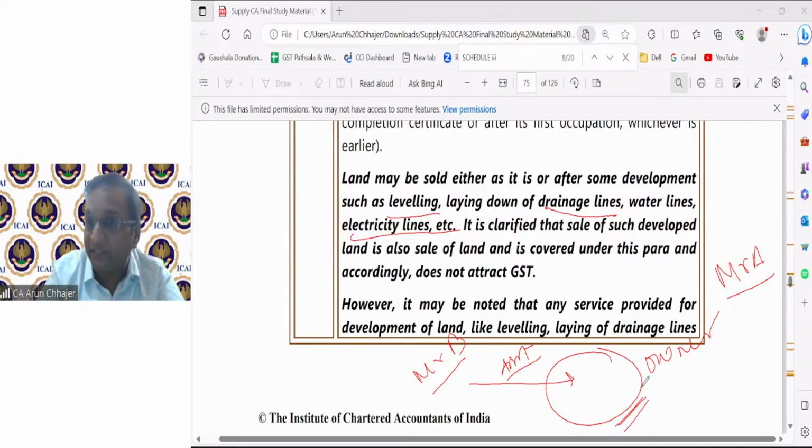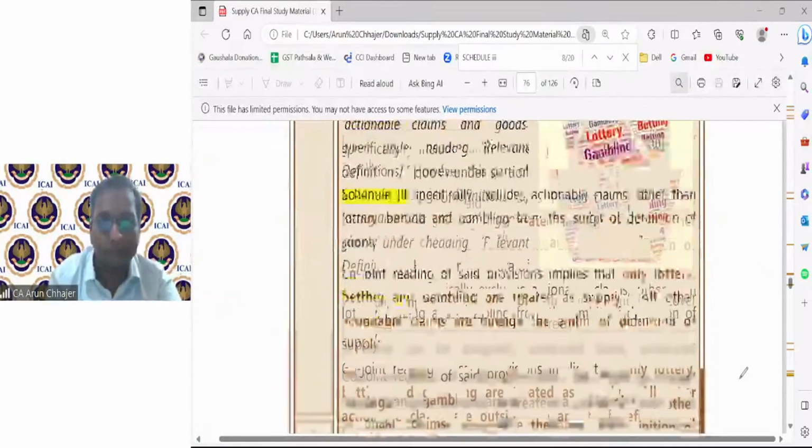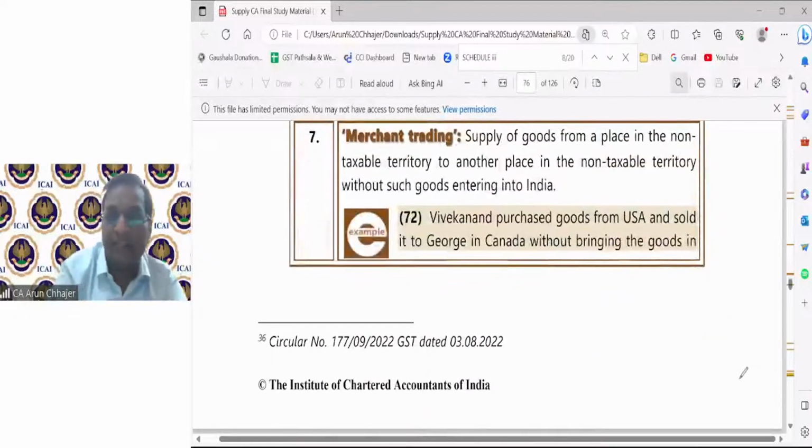After that particular development, if this land is being sold to Mr. C, will it attract the GST? This part has been clarified that it will be still considered in this entry and not attract the GST. So it has been clarified by circular 177.